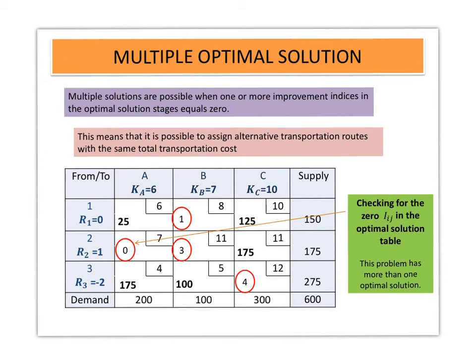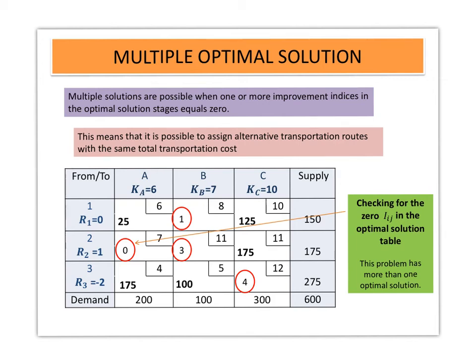All right. Now, look at this improvement index. The value is 0. So this tells us that there is an alternative table or alternative solution which is also optimal. That means with the same total transportation cost. So how do we get the alternative optimal solution?